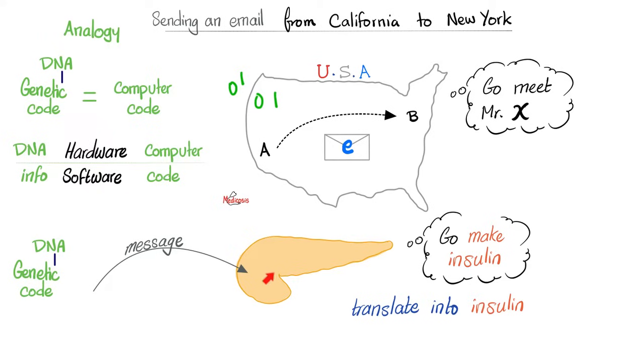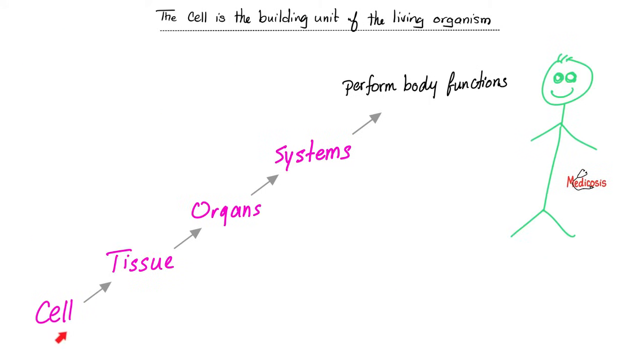The DNA inside the beta cell in your pancreas will tell the cell, hey beta cell, go make some insulin. This is a message that carries meaning that can be translated into actual insulin release, which helps lower your blood sugar by pushing glucose into the target cell. Why does the target cell need glucose? To make energy. Oh, that makes sense. The building unit of your body is the cell. A group of cells will make a tissue. Bunch of tissues, organs. Bunch of organs, systems. And the system will perform the body function.